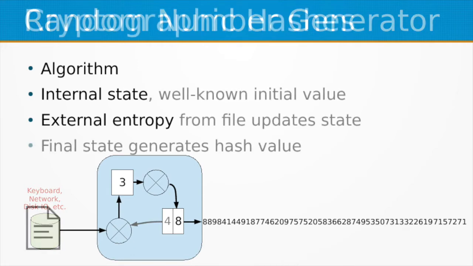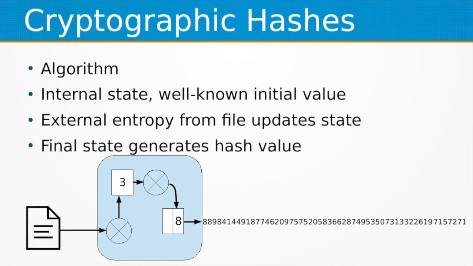values. Cryptographic hash algorithms work like random number generators. Each uses a well-known mixing algorithm and a specific initial state. The data being hashed is used as external entropy and updates the internal state. After all of the data is processed, the final state generates the hash's value.